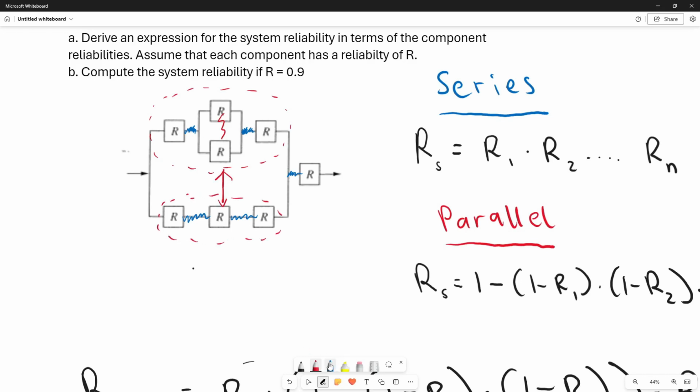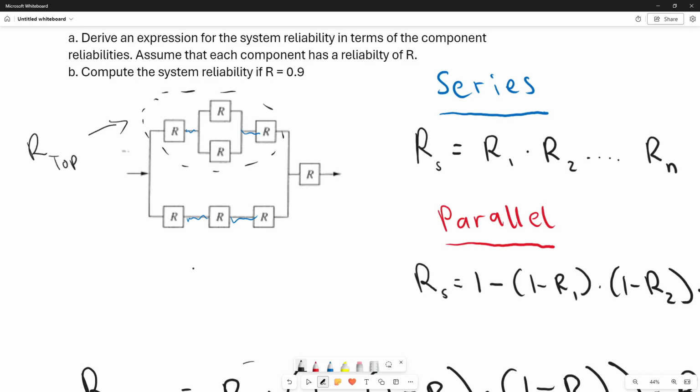And both of these two are in series with this. Let's call this top one our top, and the one down, let's call it our down. We can say our bottom, but I'm lazy, so let's say our down.